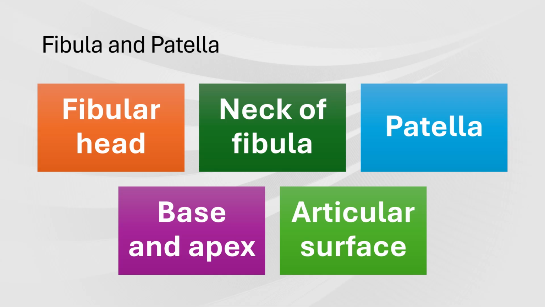Then if we have a look at the fibula, which is on the lateral side, it's a non-weight bearing bone. We have the fibula head, which is the attachment site for the biceps femoris and the LCL, so the lateral collateral ligament. We have the neck of the fibula. This is the location where the common fibular nerve passes around.